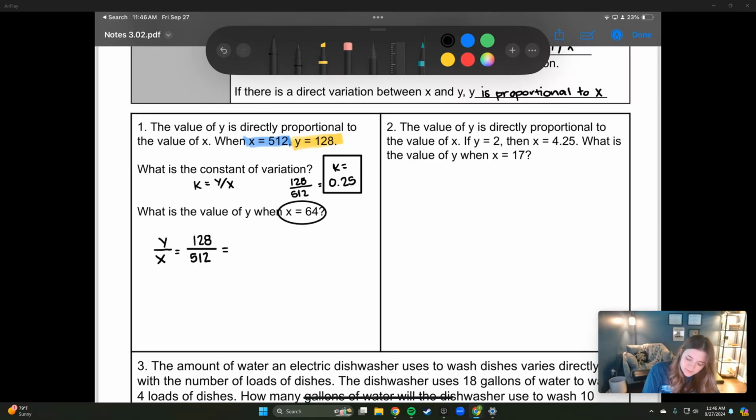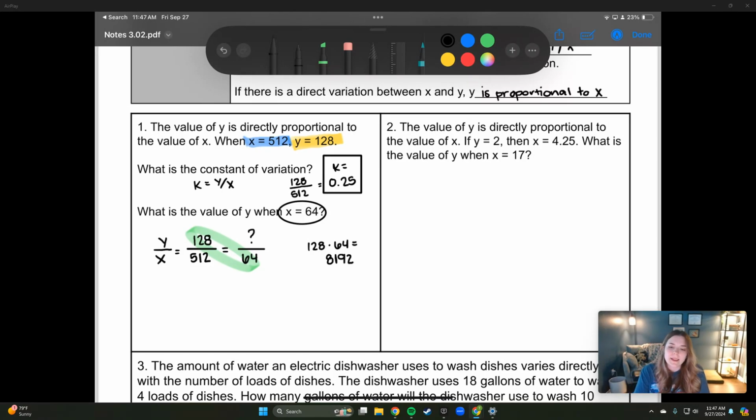Well, if I have X on the bottom, it's going to stay on the bottom. So let's see. If X is 64, I need to figure out what is Y. Well, some teachers like to call this the butterfly method. This is where you're just going to cross multiply and divide. So you take the 2 numbers you have across from each other and you multiply them. So you're going to say 128 times 64. You're going to put this into Desmos. 128 times 64, which I believe is 8,192.